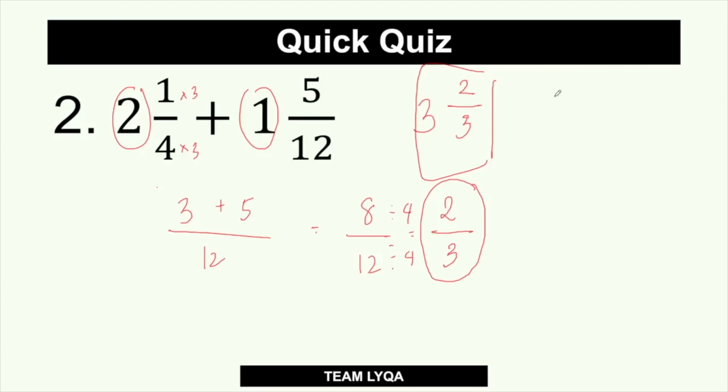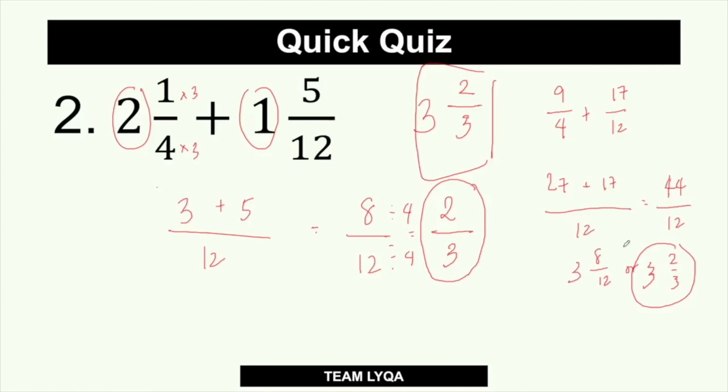Kasi kung hindi, ang gagawin mo would be 9 over 4 plus 17 over 12. And again, you can do it naman din. Over 12 sila pareho. Ito times 3 mo to. So, 9, 18, 27 plus 17 over 12. And then you're going to add this. You're going to have 44 over 12. So that would be 3 and 8 over 12 or 3 and 2 over 3. So kung gusto nyo, dito kayo dumaan, okay lang din. Kung mapapansin nyo, pareho rin naman ang tamang sagot. Okay? Pero ito yung method ko, yung iset aside mo na agad yung whole numbers.